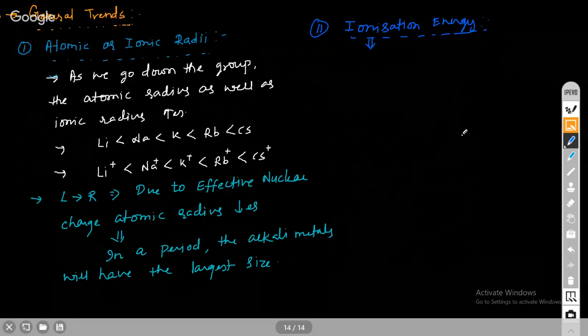Now you see, the meaning of this is what? Suppose we have an atom.